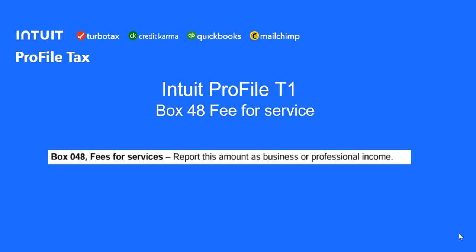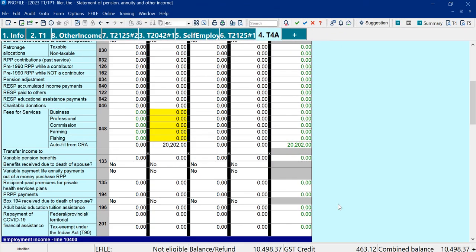The back of the T4A says to report this as business or professional income. Let's go back to ProFile. Back on the T4A slip screen, and at the box 48 fee for service section. This is interesting because when you do data import, autofill from CRA, the amount goes here because the box 48 said put it as business or professional income. It didn't say put it as business.